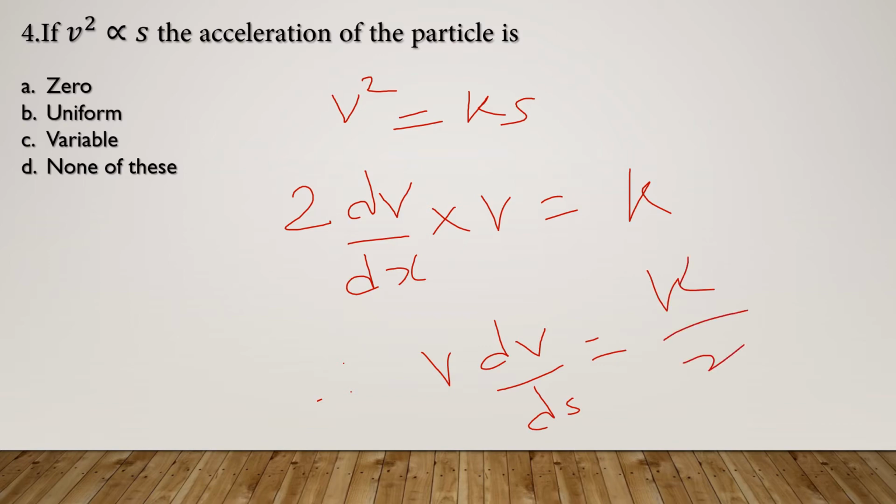v into dv by ds is nothing but the acceleration. So acceleration is equal to k by 2. k is a constant, 2 is a constant, which means that acceleration is constant, and that is why the correct option is option B, that is uniform acceleration.